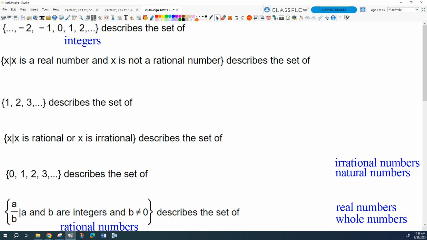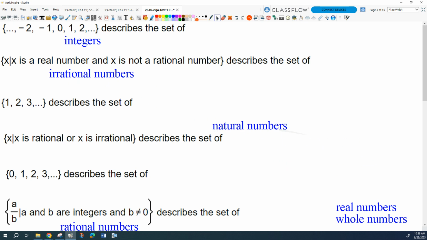How about the next one? The set of all x such that x is a real number and x is not a rational number. Well, if it's real but it's not rational, then it must be irrational, sure. Okay, so that goes there. How about the next set? Natural numbers, because they start at 1 and they go forever to the right, don't they? So that's natural numbers.